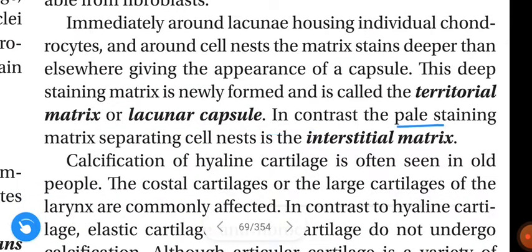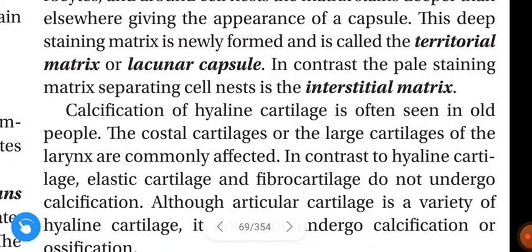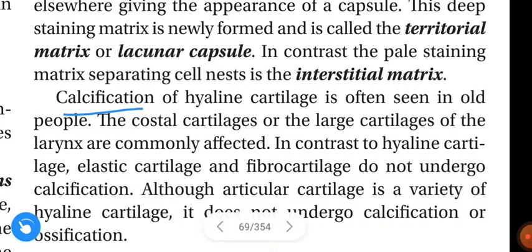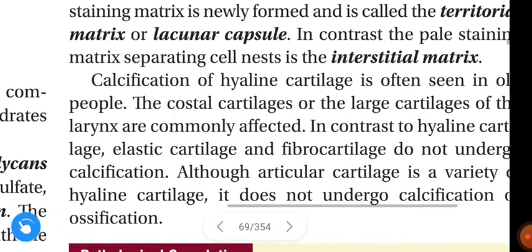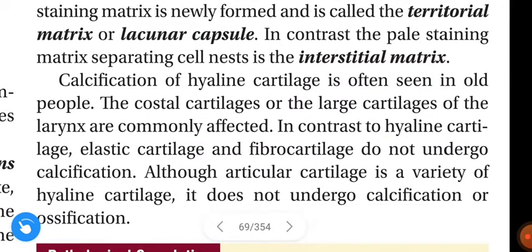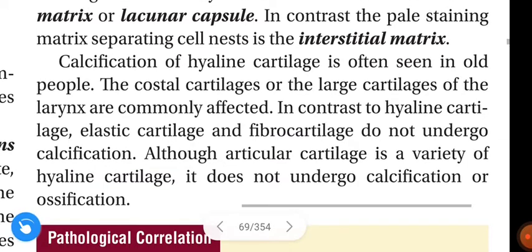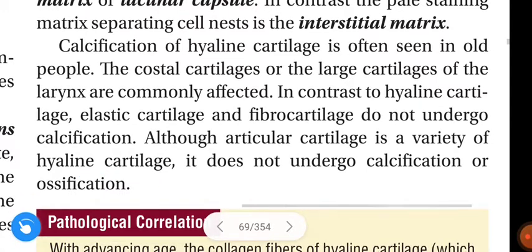In contrast, the pale staining matrix separating cell nests is the interstitial matrix. Calcification of hyaline cartilage is often seen in old people. The costal cartilages and large cartilages of the larynx are commonly affected. In contrast to the hyaline cartilage, elastic cartilage and fibrocartilage don't undergo calcification. Although articular cartilage is a variety of the hyaline cartilage, it does not undergo calcification or ossification.